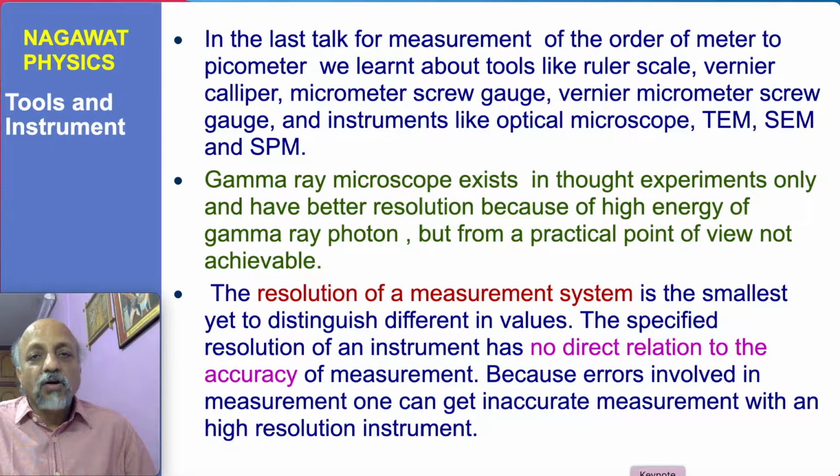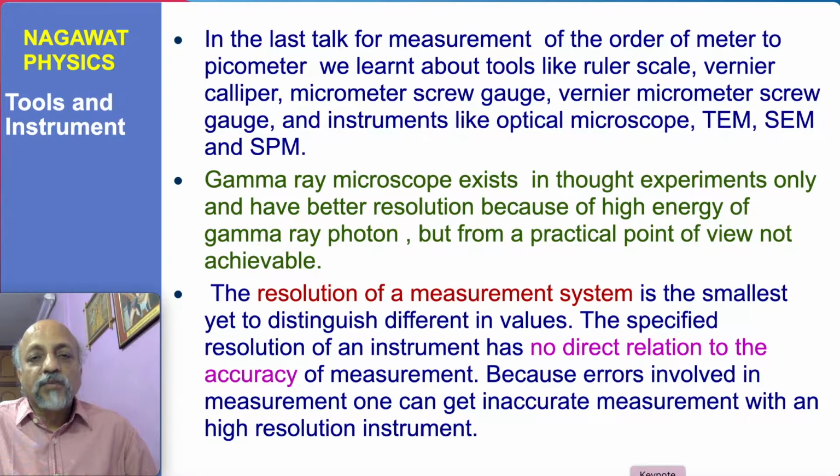In the last talk, for measurement of the order of meter to picometer, we learned about certain tools like ruler scale, vernier caliper, micrometer screw gauge, and a few instruments like optical microscope, transmission electron microscope, scanning electron microscope, and scanning probe microscopy.